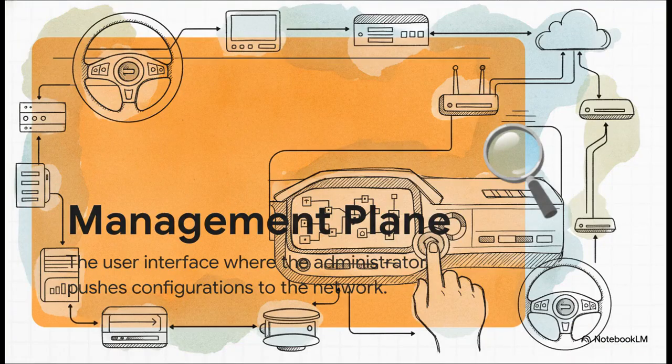Then we have the management plane. Think of this as your steering wheel and dashboard. It's the actual user interface, like Cisco vManage. This is where you, the administrator, actually sit down to build those brilliant templates and push configurations out to the entire network with a single click.